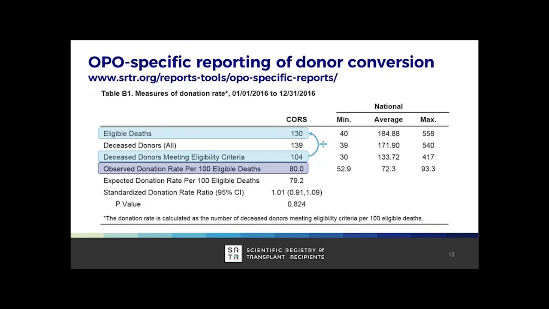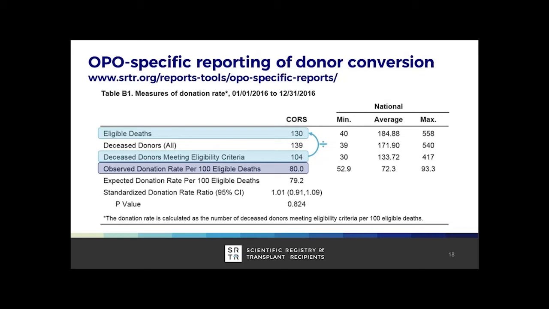This slide shows you where you can find this information in our OPO-specific reports. If you go on the SRTR website and look under the OPO-specific reporting section, which I'll show you in a moment, Table B1 in that report shows you this conversion metric. So the eligible death count is there. I'm using Colorado's OPO here as an example.